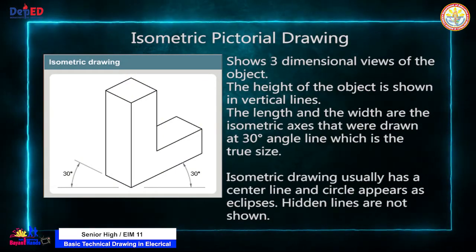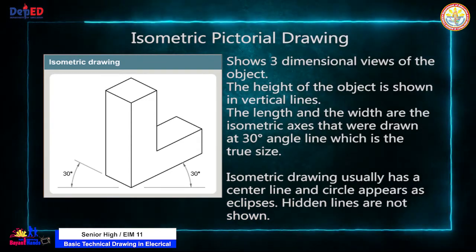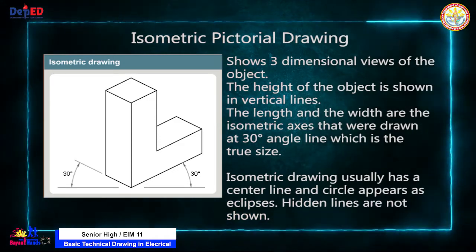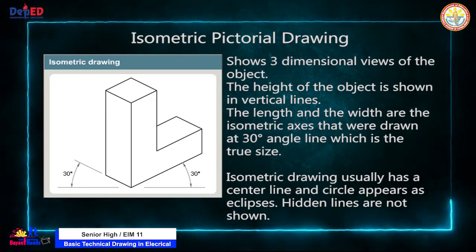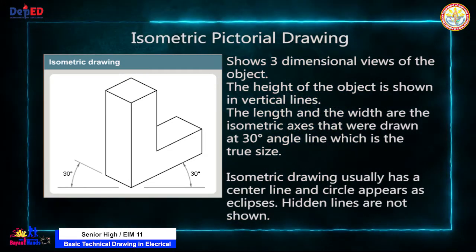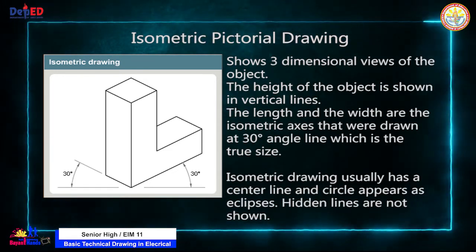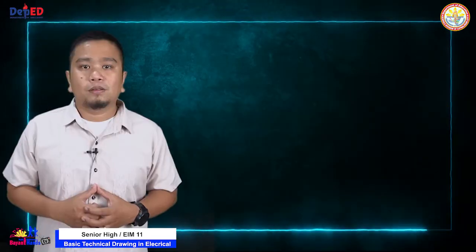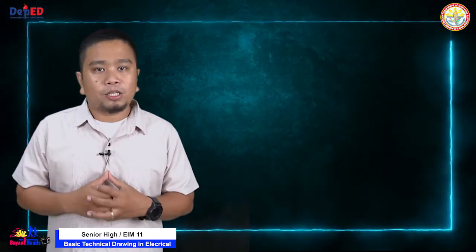Isometric pictorial drawing shows three-dimensional views of an object. The height of the object is shown in vertical lines. The length and the width are the isometric axes that are drawn at 30-degree angle lines, which are the true size. Isometric drawing usually has center lines, and circles appear as ellipses. Hidden lines are not shown. Now, here's a video clip for you to be guided on how to make an orthographic and isometric drawing.